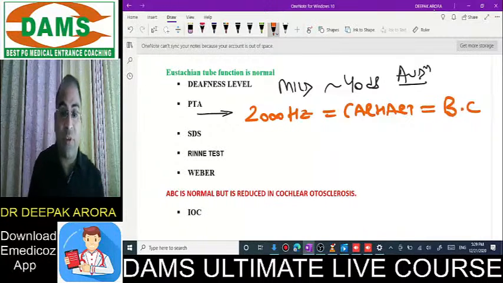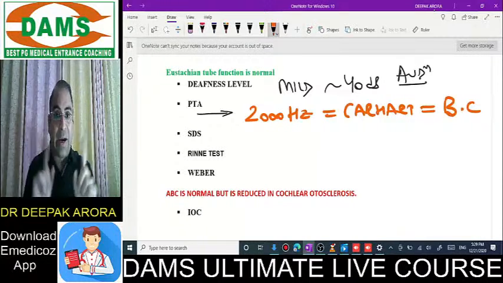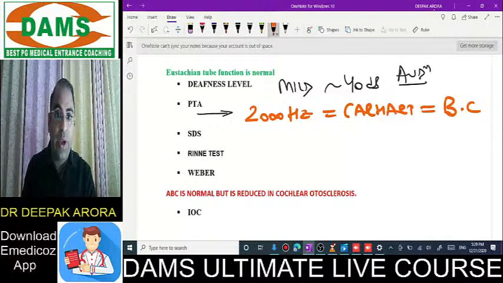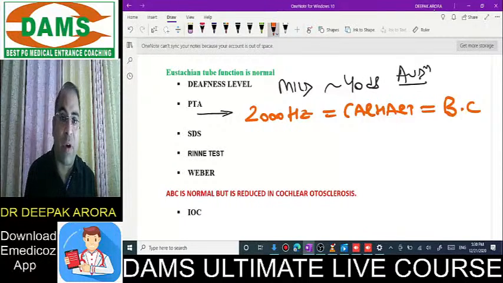So if you are my student: otosclerosis, Carhart notch, 2000 hertz, bone conduction. These are the only points worth remembering for MCQs. This notch is seen in bone conduction. This is more than sufficient for your MCQs. Now I will be taking you to the Viva role.